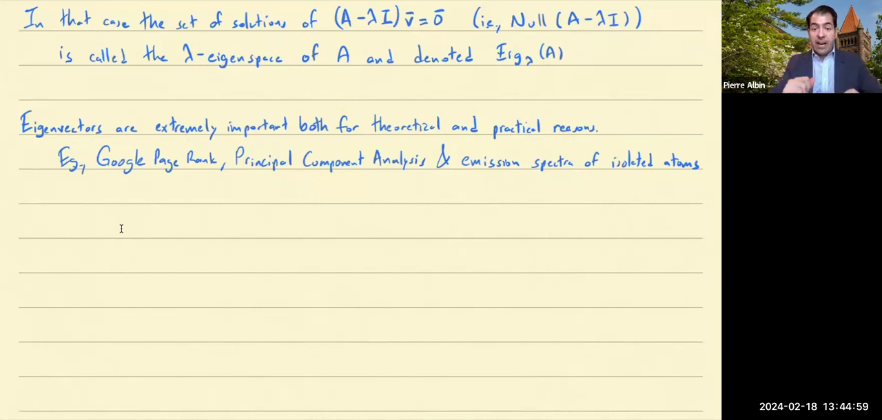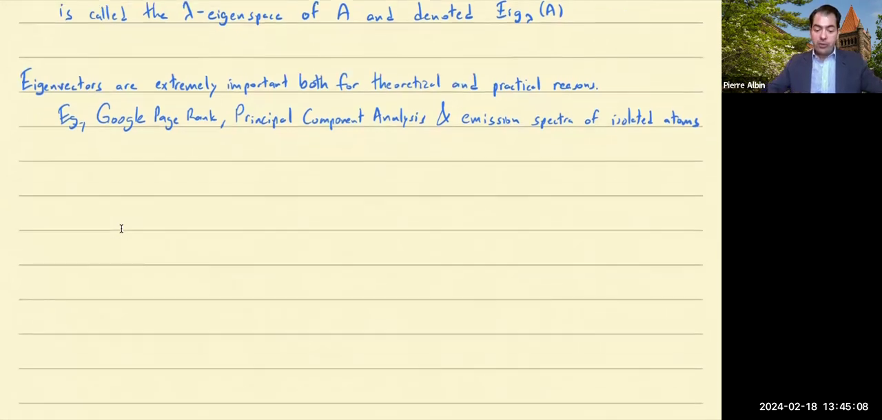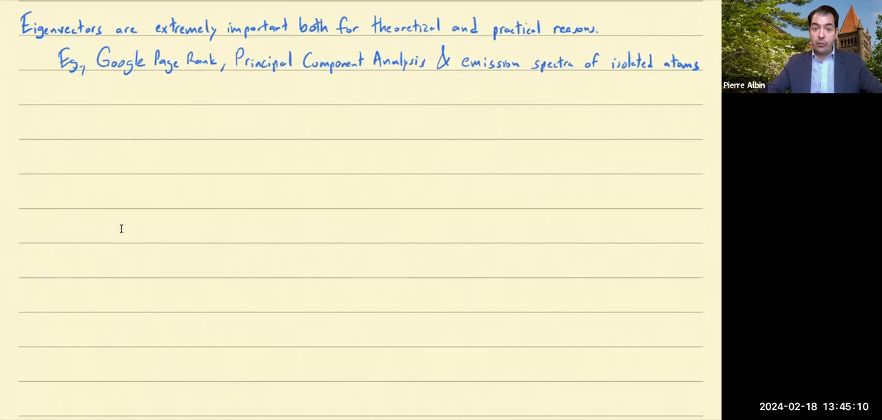So anyway, point is, eigenvalues and eigenvectors are really cool and really important. So that's why we're studying them. Also, they're going to be very useful when we go on to try to solve systems of differential equations. Okay, so let's start with an example.